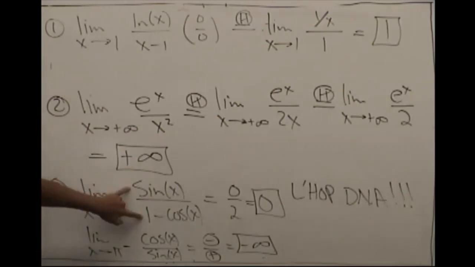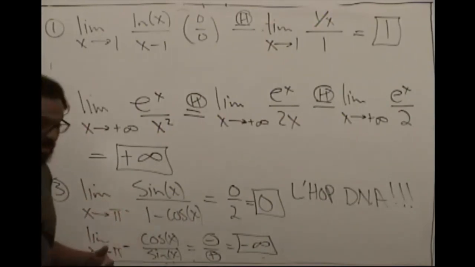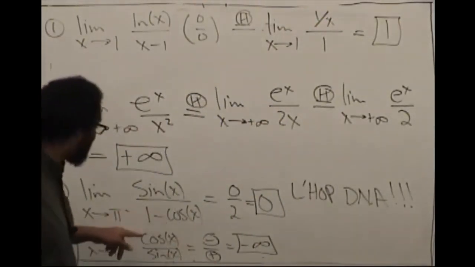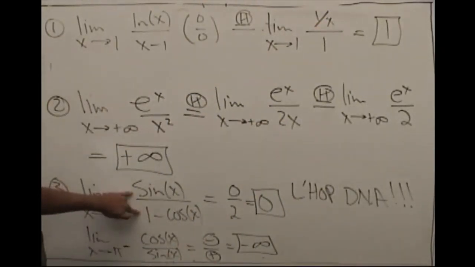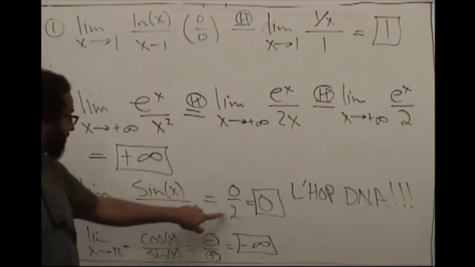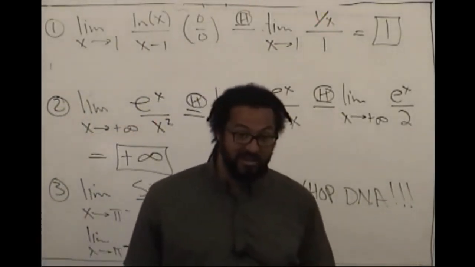And then the third example here, the limit as x approaches pi from the left of sine x over 1 minus cosine of x. Well, remember, always try to just plug in the number, right? So don't just take derivatives right off the bat. Plug in the number first. So we plug in pi, we get 0, and we plug in pi in the denominator here, we get 1 minus negative 1, so that's a 2, so we get 0 over 2, which is 0. So L'Hopital's rule does not apply.